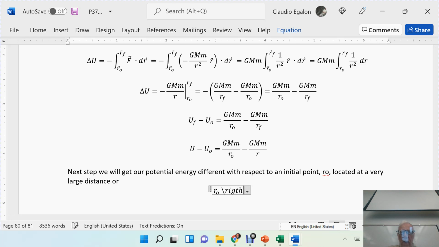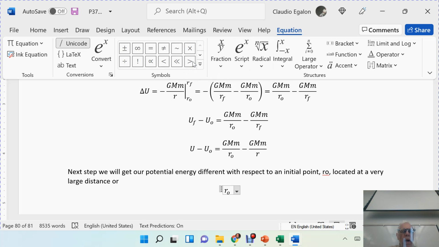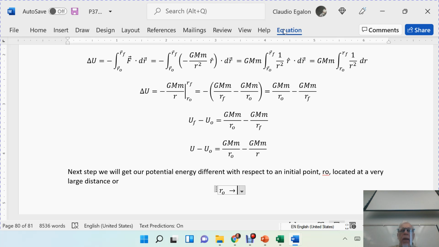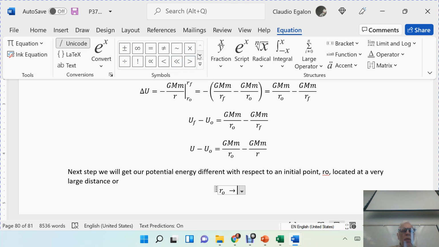Let me see if I can remember. Right arrow, no, nope, doesn't like it. Okay, I gotta do it the long way. For R naught going to a very large value and then infinity. Nope. Didn't like it. Okay, gotta go the long route.